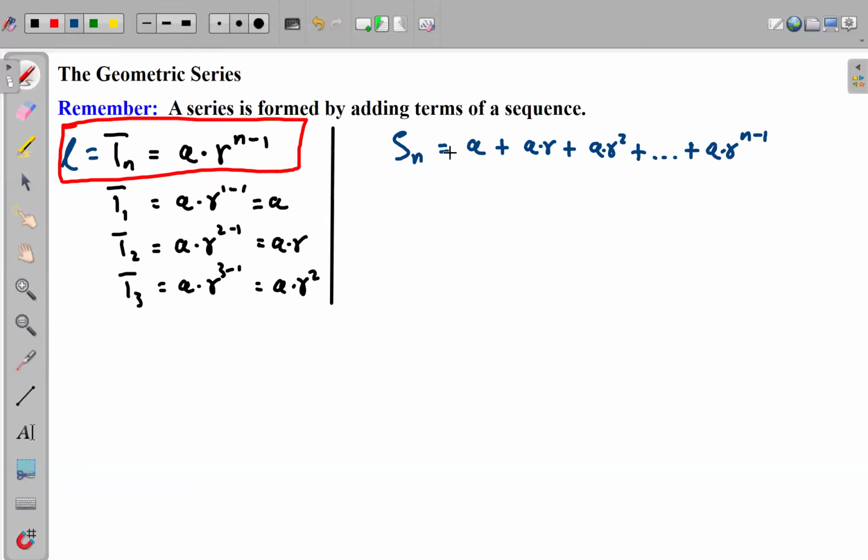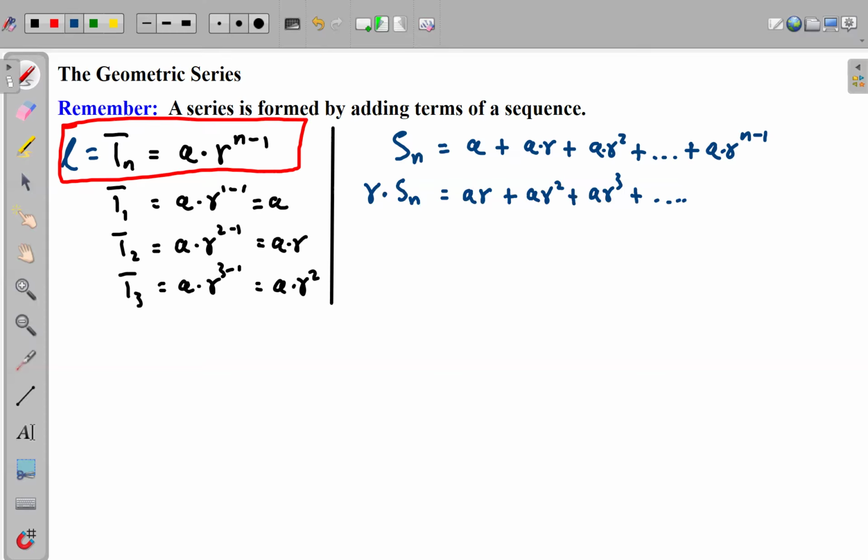Now, what we're going to do in the case of geometric, we're going to multiply Sn by R. So I'm going to multiply this sum. In other words, the equation above, I'm multiplying that by R. Then watch what happens. This becomes A R. This becomes A R squared. This becomes A R cubed. And we will go on and on and on. I'm sure you agree with me. There's going to be A R to the 4 and so forth.